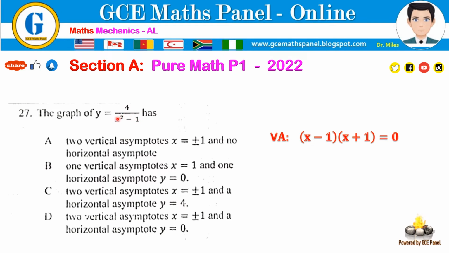So we equate x squared minus 1 to 0. You solve for x, and you have x should not be equal to 1 and x should not be equal to negative 1. So the two vertical asymptotes are x equals 1 and x equals negative 1.